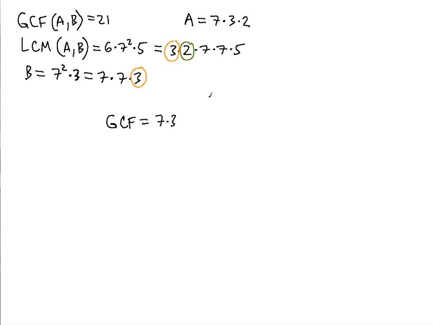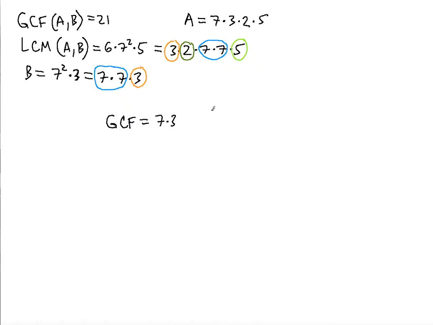Now we have 2 7s in the LCM that are taken care of by the B. So it means that A will not have those 2 7s. Great. And lastly, we have a 5 that is not present in B. So that means that A will take care of that 5. A has to have a 5.